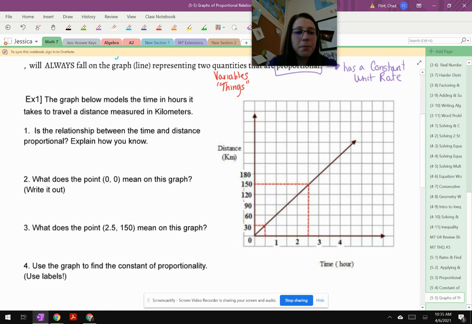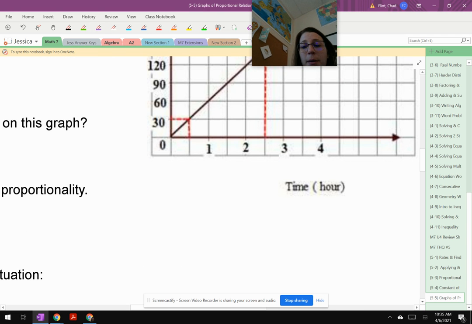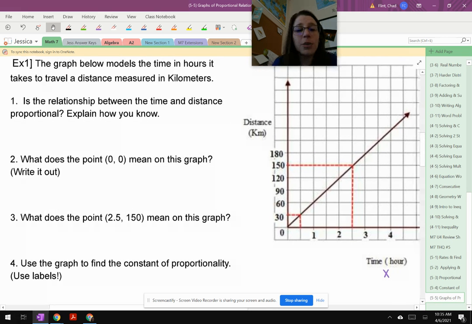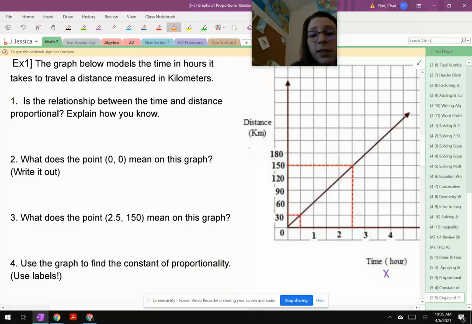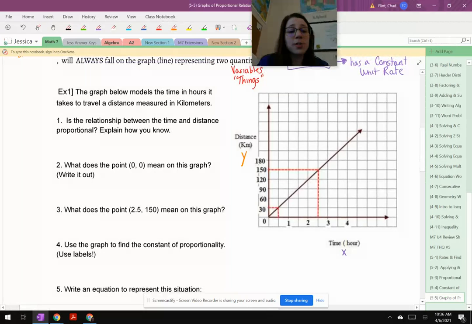All right, example 1 here. So the first thing, whenever you're given a graph, it's important to look at it and make sense of what it's telling you. So this graph below models the time in hours. You can see that time is measured on my x-axis down here, time in hours. This is the x. It shows the time in hours that it takes to travel a distance, which is on my y-axis, measured in kilometers. So first question, is the relationship between the time and the distance proportional?